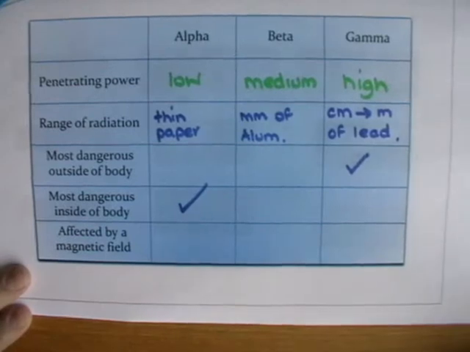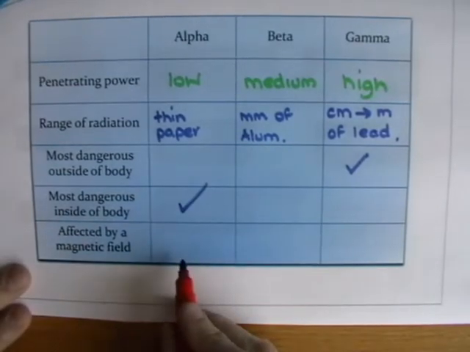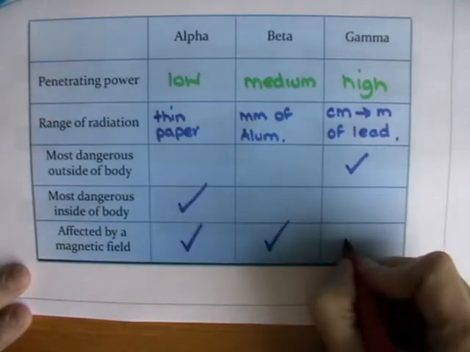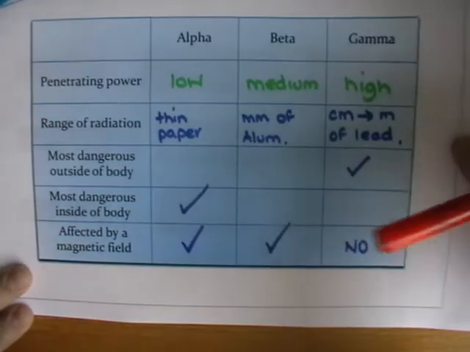And affected by a magnetic field, and it's only the charged particles which are affected by a magnetic field. So that's alpha and beta. And gamma is not affected at all.